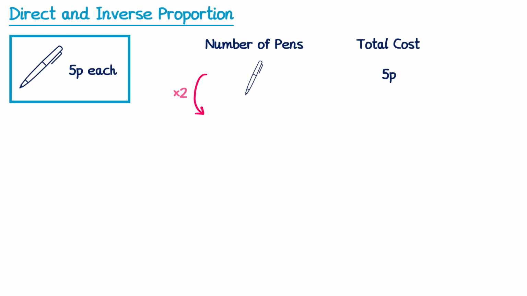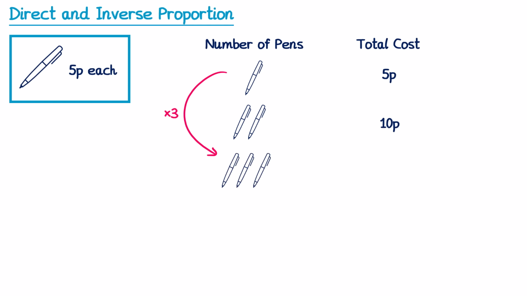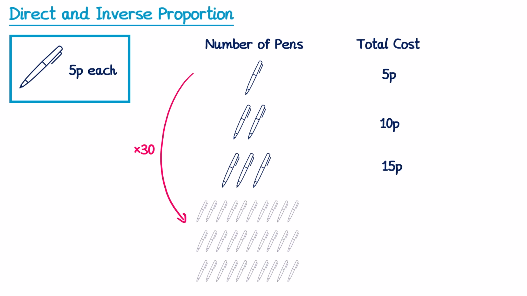If you doubled the number of pens, so to 2 pens, you would need to double the cost. So 5p times 2 is 10p. And if you tripled the number of pens to 3 pens, you would need to triple the cost, so 15 pence. And this would apply to any number of pens, so if you wanted to do 30 pens, 1 times 30 is 30, and then you would need to multiply the cost by 30, so 5 times 30 pence is £1.50.